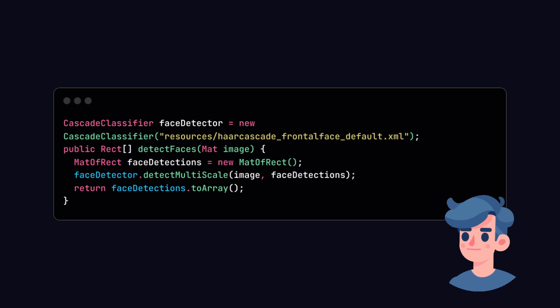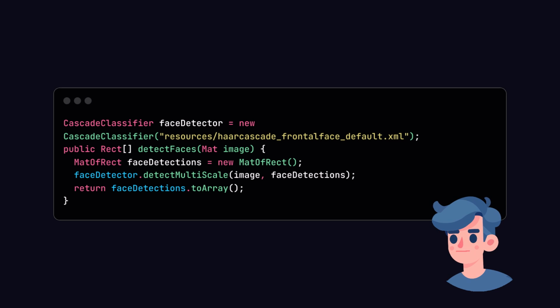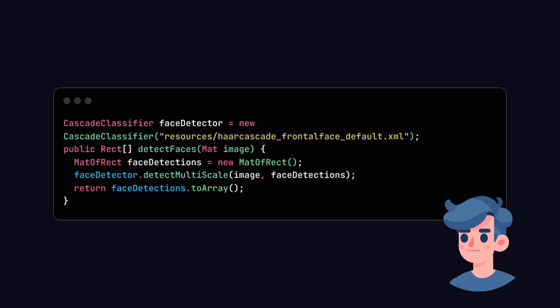Now, we need to perform face detection on the captured image. OpenCV offers several pre-trained models for face detection. We'll use the Haar Cascade classifier. Download the Haar Cascade .xml file and place it in your project resources.